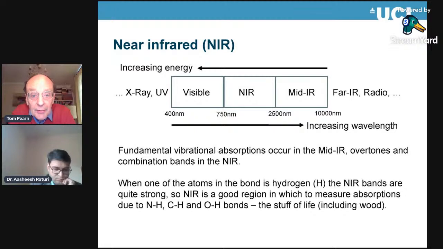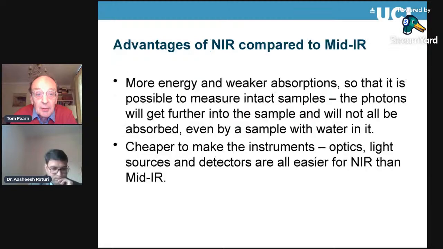So one comment on the arrows on that picture. Wavelength increases as you go left to right, but frequency, which is 1 over wavelength, increases as you go right to left. And the amount of energy in a photon increases with its frequency. So as you go to the left, to shorter wavelengths, you get more energy in the photons. As you go to the right, the energy is weaker. And that has some benefits for using near-infrared, which I think are explained on the next slide.